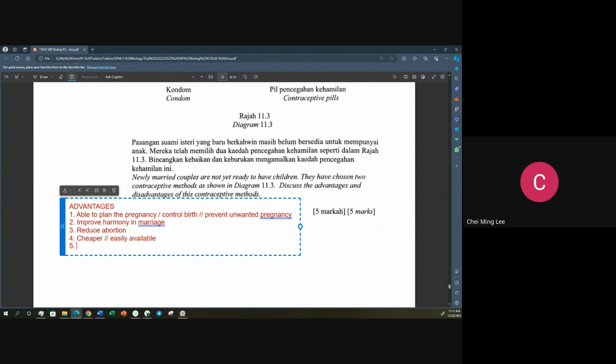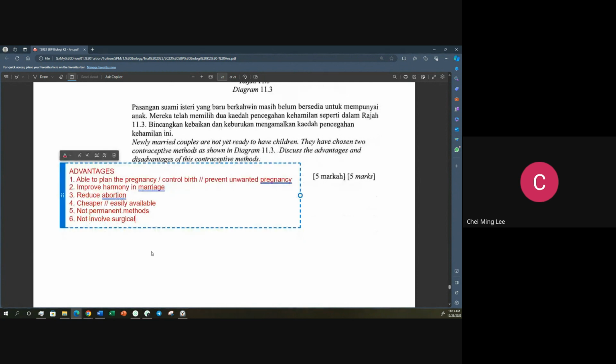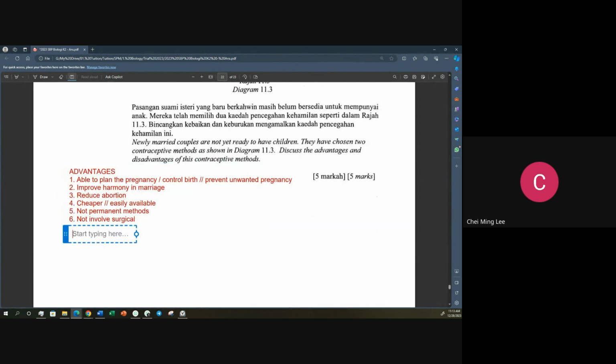Okay, but it's not a permanent method, because sometimes maybe for now they don't want babies, maybe after that they want. So it's a good temporary way, and it does not involve surgical. Now, for the next one, when we say there's an advantage, there will always be a disadvantage.